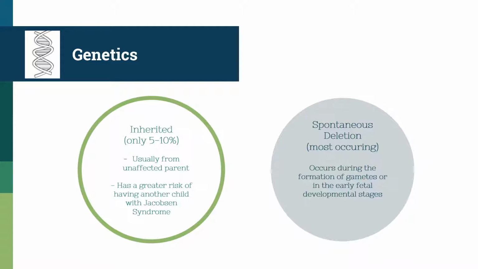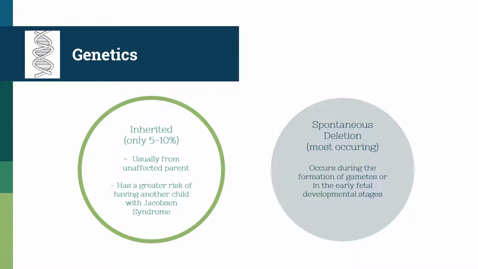Causes of Jacobsen syndrome. Between 5 and 10% of people with Jacobsen syndrome inherit the chromosome abnormality from a parent. This is known as either a balanced or unbalanced chromosomal translocation. One or both parents can carry chromosome rearrangements where no genetic material is gained or lost. This is called a balanced translocation. This does not cause any health problems but can become unbalanced as chromosomes are passed on to the next generation.